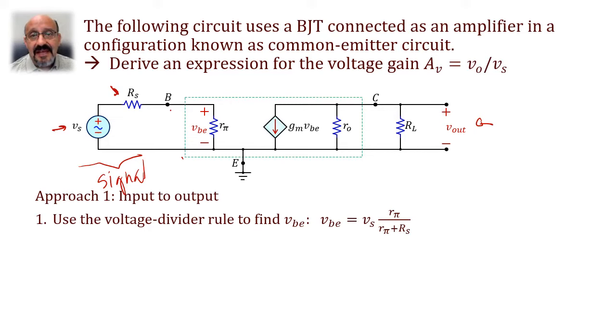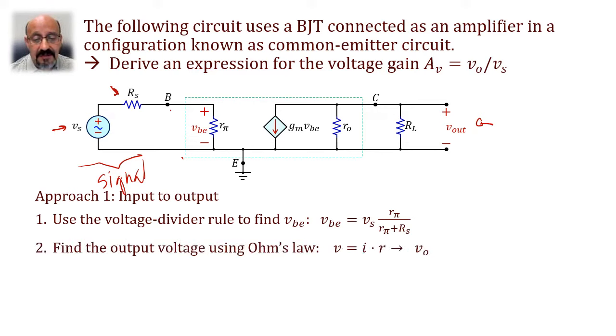Now we can find the output voltage using plain Ohm's law, current times resistance to find the voltage. In this case, Vout is going to be equal to the current, gm VBE, times the equivalent resistance. The equivalent resistance is the resistor RO in parallel with RL, and that's because the resistors are connected in parallel. In other words, they share the same voltage. Now, as you can see, the arrow is pointing away from the resistors. Therefore, we have to apply a negative sign just to make it dimensionally consistent.